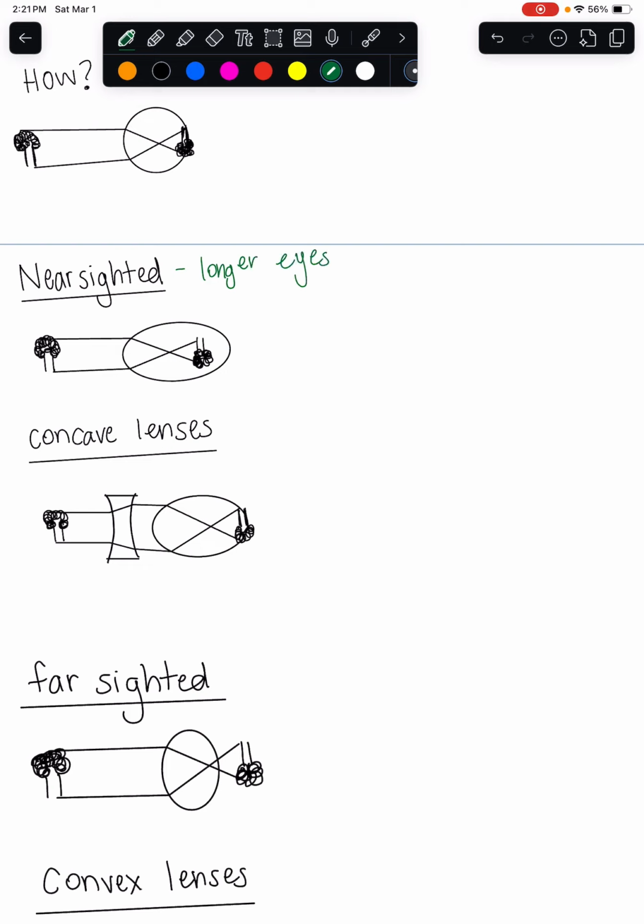All right, and why that's an issue is because when these light waves come in and they're bent, it can't make it all the way to the back where their fovea is. And so that image, what we're seeing, is a little bit further up in their eye, and so they can't see it clearly. And so longer eyes, it's going to focus in front of the fovea, so they can't see far away images. So let's put that. Longer eyes.